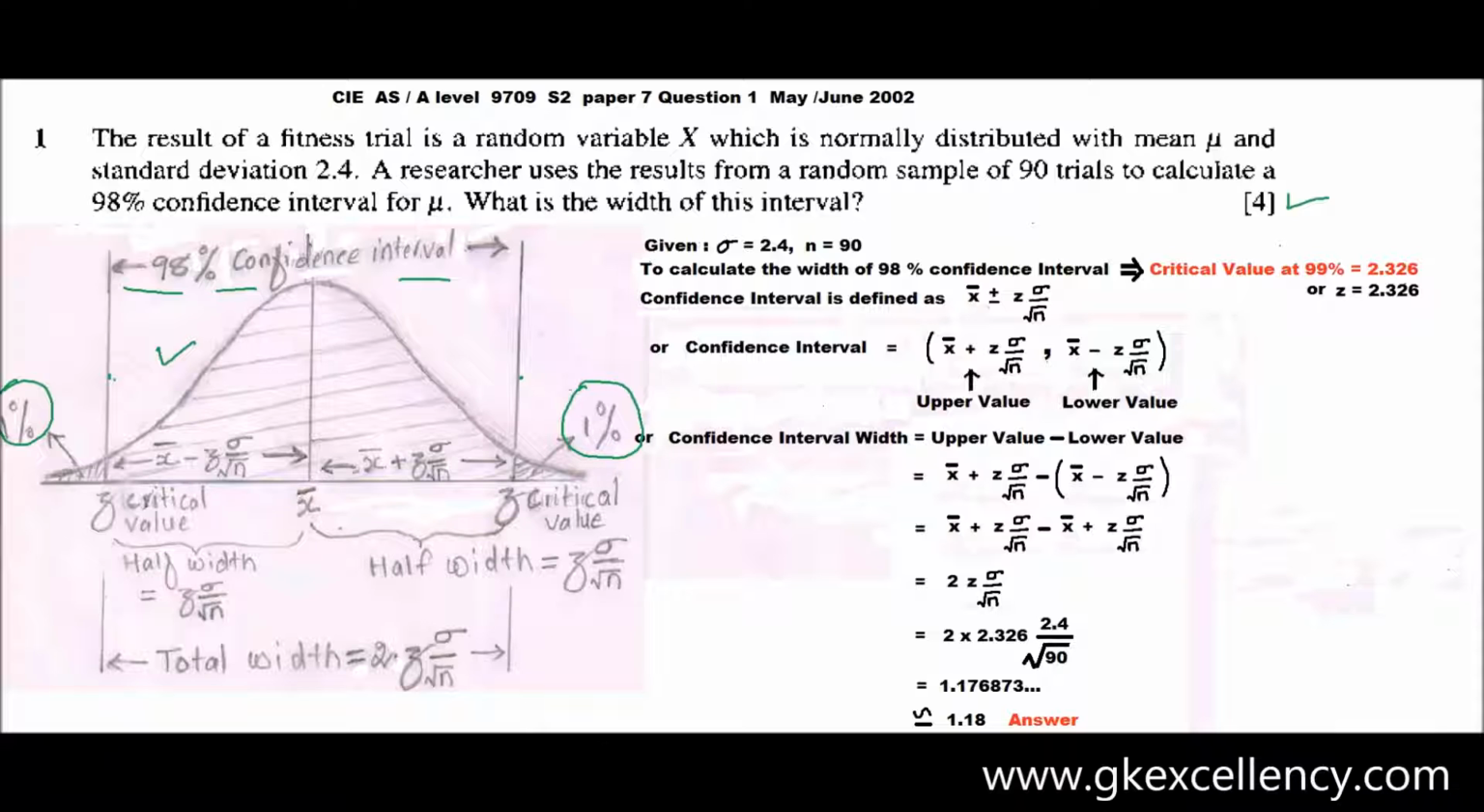See, x bar is your mean here, and what is the confidence interval? How much you can deviate from positive to negative? Here I can go this way, I can go this way, right? And so 98% would be at this point. So when I'm leaving 1% here, I'll be standing at this line.